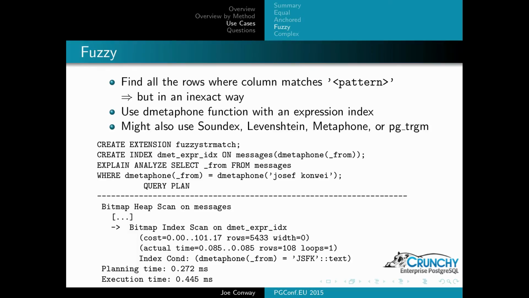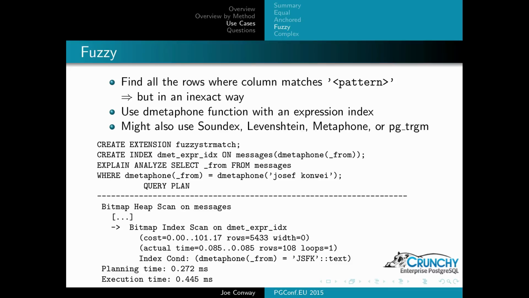So now this is our fuzzy matching example. I want to match all the rows where I'm matching a column, but in some kind of an inexact way. In this example, I'm going to use the Metaphone function with an expression index. But you might also use Soundex or Relevance Ranking or Metaphone, or just plain Trigram, depending on your specific needs. Or you might use a combination of them, as I pointed out earlier.